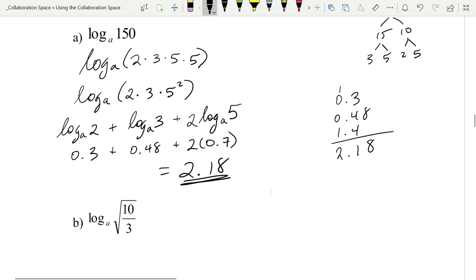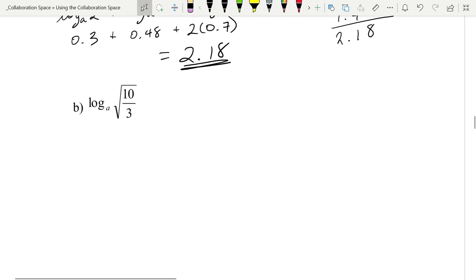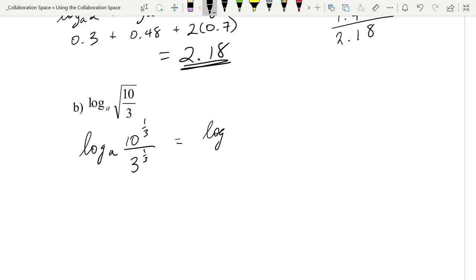Next, what do I do with that? Log to the base a of root 10 over 3. Okay, so once again, I'm going to have to turn this into 5s and 2s so that I can use the facts that they gave me. So this is log. First, I might get rid of this radical and change it to 10 to the 1/3 and 3 to the 1/3. Remember, I'm allowed to do that because of my exponent laws. You can distribute an exponent through a division. And I'm going to change that 10 now to a 5 times 2.